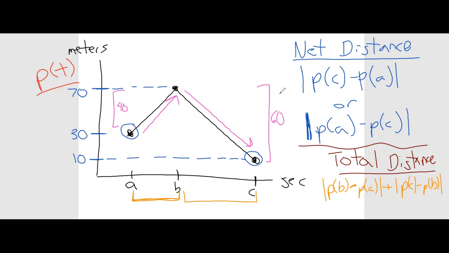Net distance is much easier. We just focus on the initial point and the ending point. We do not care what is happening in between.